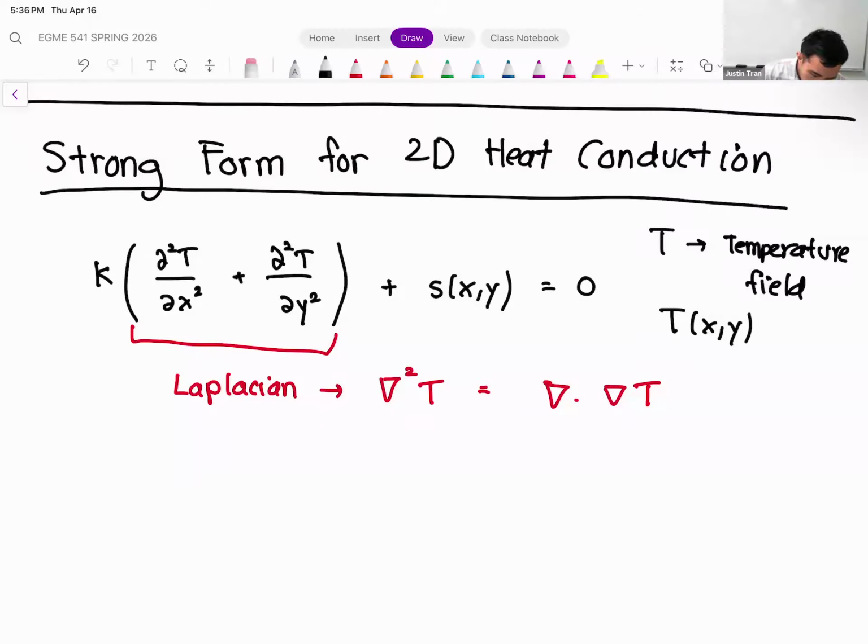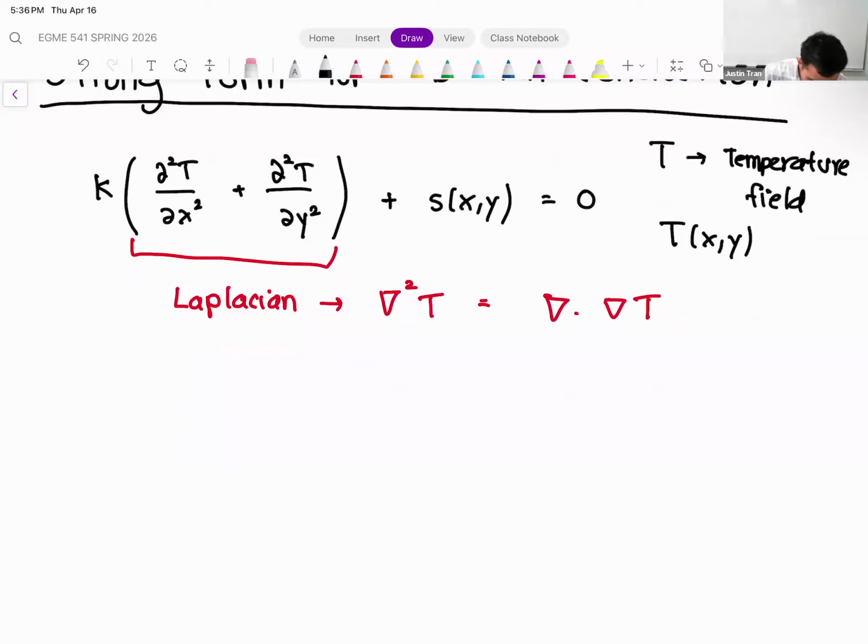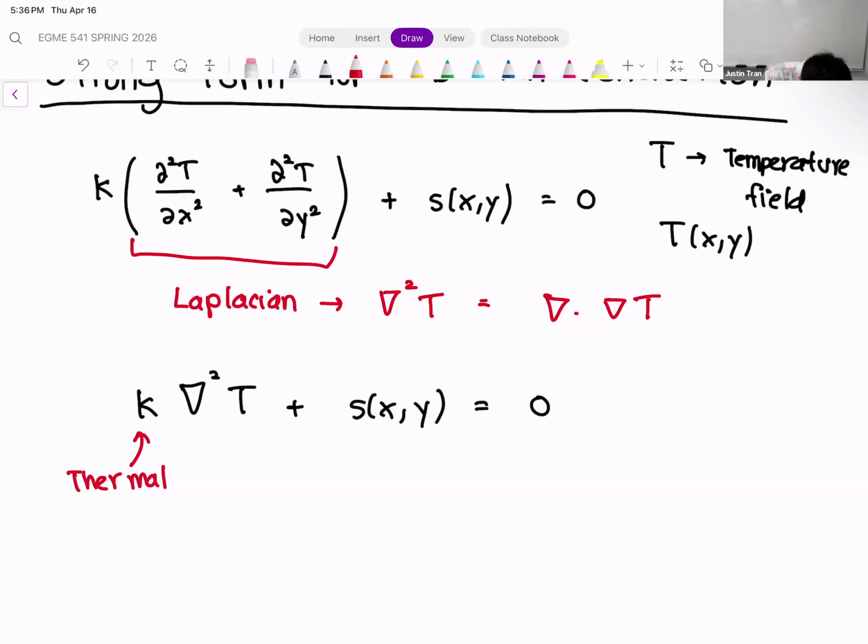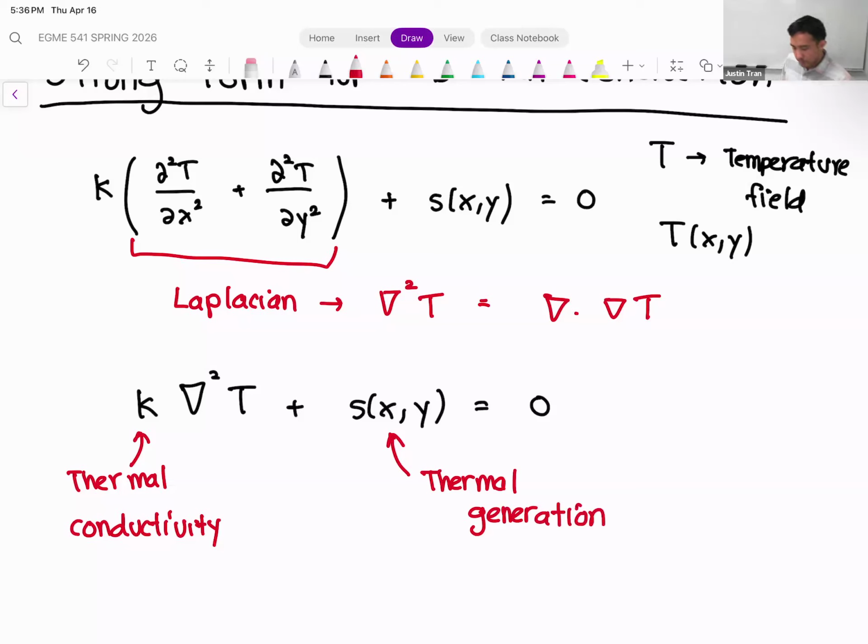And so another way to state the strong form for the problem is K nabla squared T plus S of X and Y is equal to 0, where K here is our thermal conductivity, S of X and Y is our thermal generation, and of course T, which we defined above, is our temperature field.